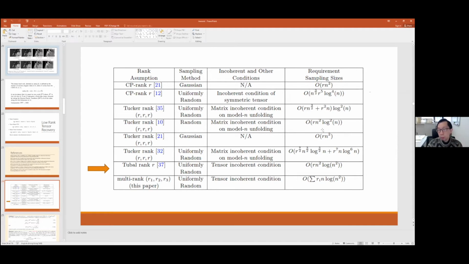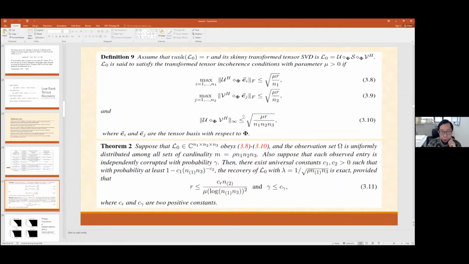They have estimates of the sampling, meaning how many entries of the tensor you need to sample in order to guarantee recovery of this low Tucker rank or CP rank tensor. Our result is related to Rn square log n square. This is the required incoherence condition, and this is the theorem stating that with high probability, under this sampling method, we can recover the exact low-rank tensor, provided that the rank R is less than this and the corruption rate is less than this.